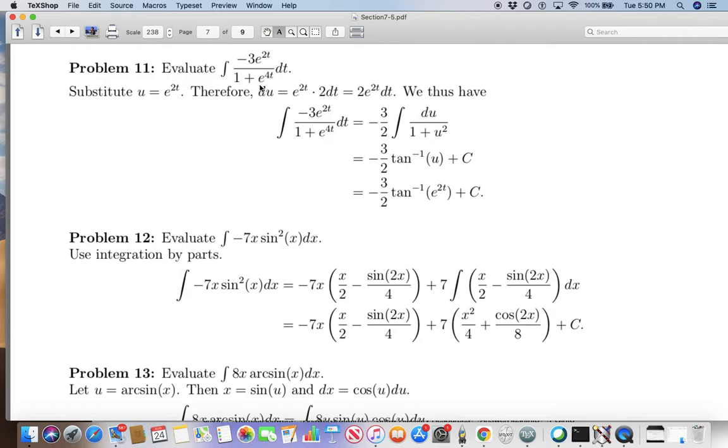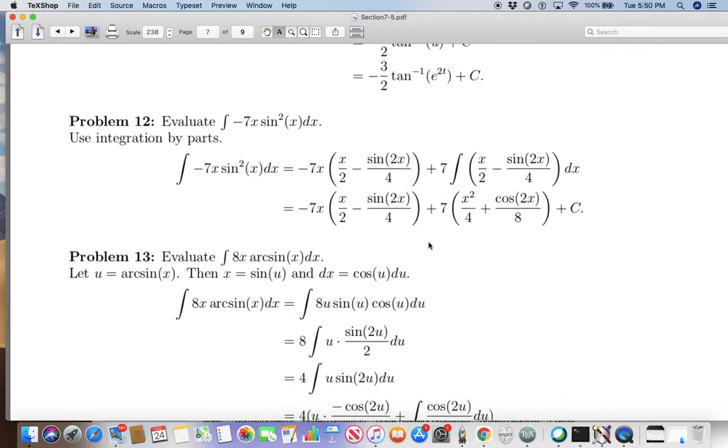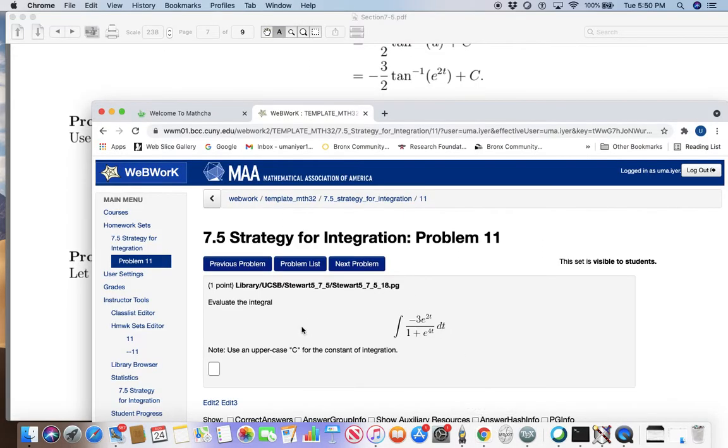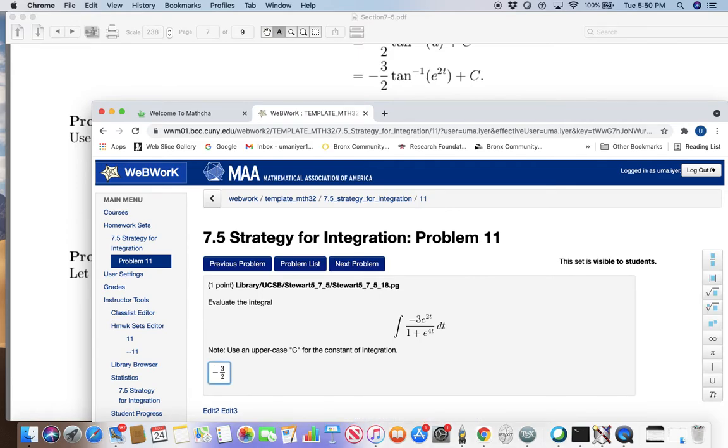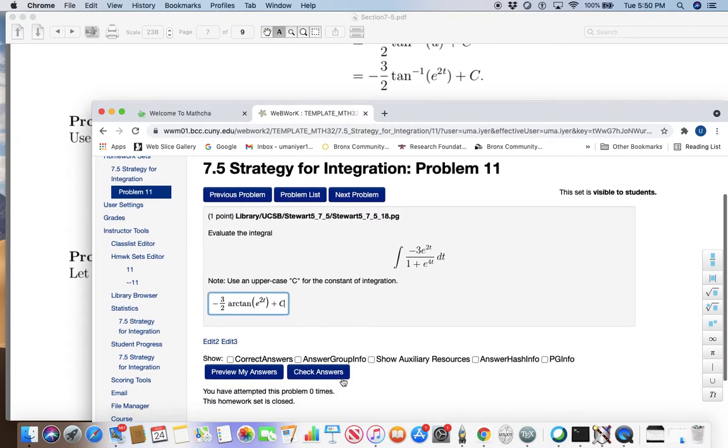1 plus u squared. So this is straightforward tan inverse. So negative 3 halves arc tan of u, replace u by e to the 2t. So let's try. Negative 3 halves arc tan of e to the 2t. Don't forget constant of integration.